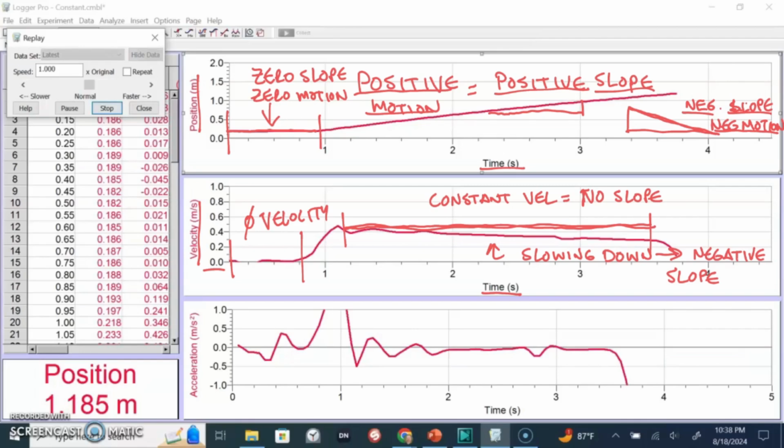Notice though that all these numbers on the y-axis are positive numbers. So that means that the cart is moving in a positive direction. If the cart was going in a negative direction, so if the graph instead looked like this, where this is zero, this is negative, this is positive, then the cart would be going in a negative direction.